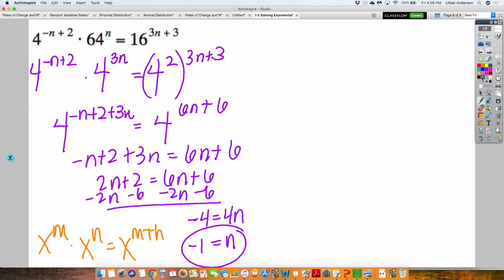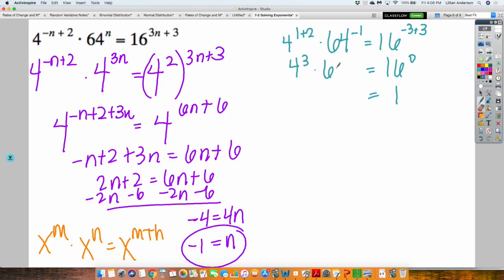Sure can. Let's check it. Thank you for holding me accountable. Negative n becomes a positive 1 times 64 to the negative first power equals 16 to the negative 3 plus 3. What's negative 3 plus 3? So 16 to the 0 power is? So that means this whole left side should equal 1.